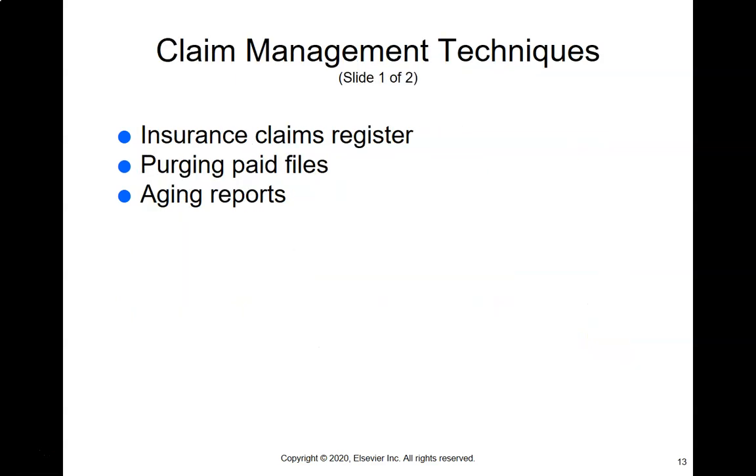Claim management techniques. A spreadsheet software program can help generate an insurance claim register that is easy to update. One of the most efficient ways to purge patient accounts is to run an aging report and remove all accounts that have zero balances. The electronic practice management system can run a monthly aging report to identify which claims are still outstanding.